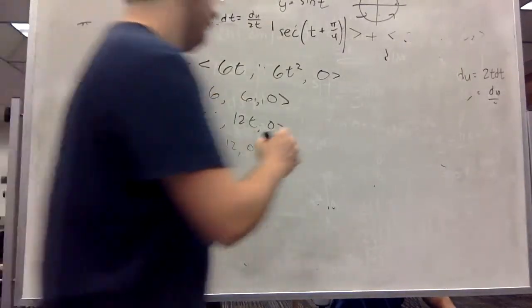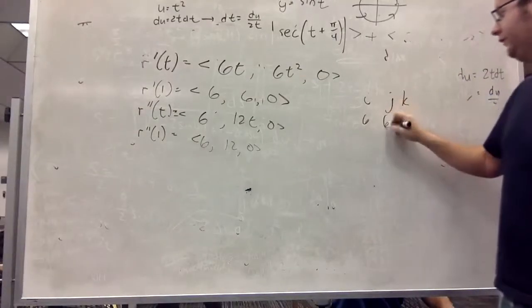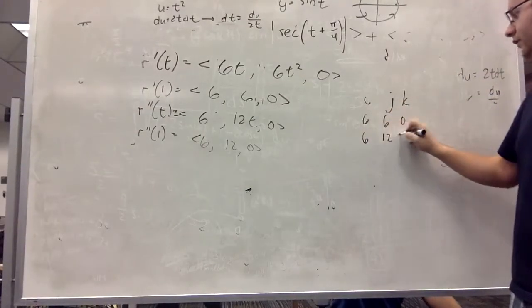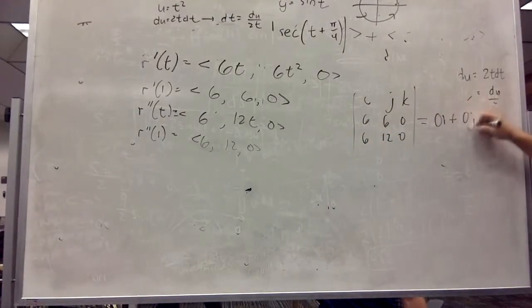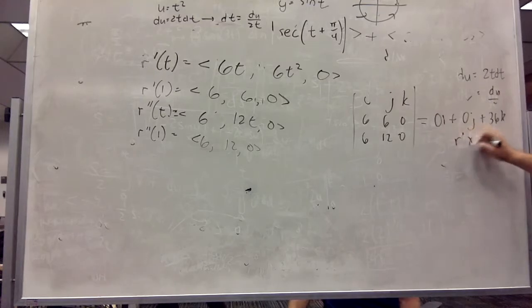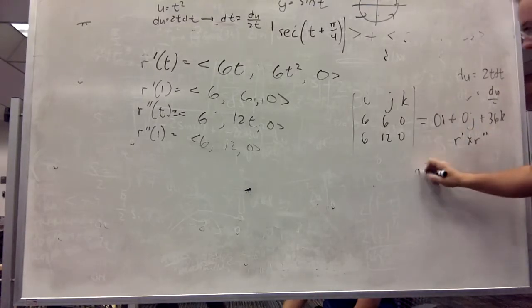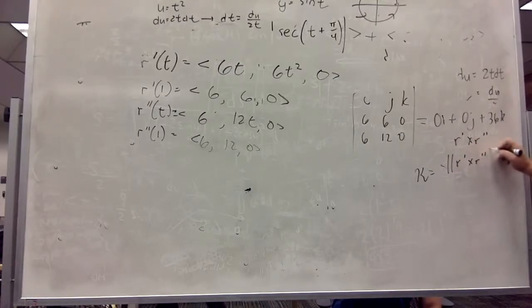We're going to cross these vectors. That's what the curvature formula calls for. 6, 6, 0 and 6, 12, 0 gives 0i plus 0j, and 72 minus 36 is 36k. So this is r prime cross r double prime, and according to the curvature formula, you want to find the magnitude of r prime cross r double prime.